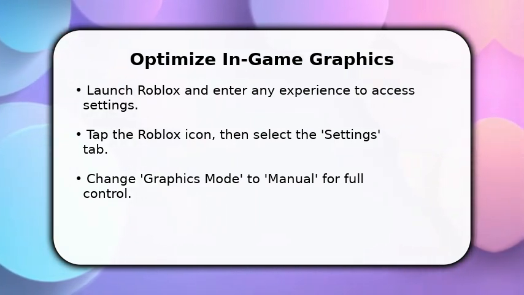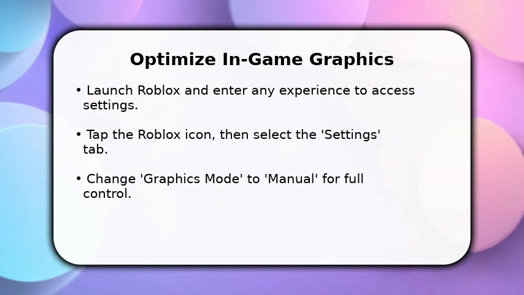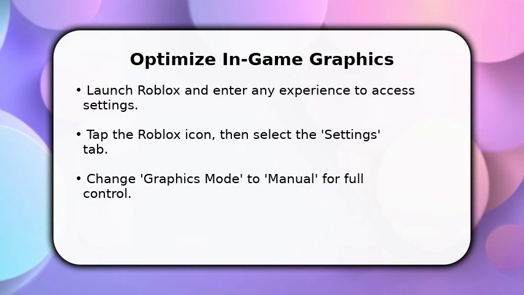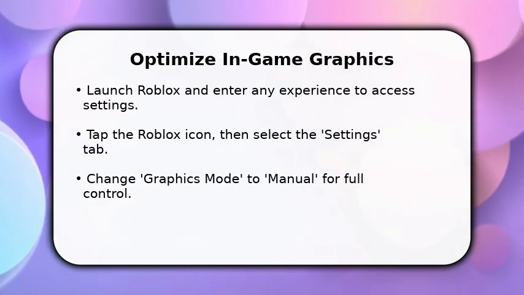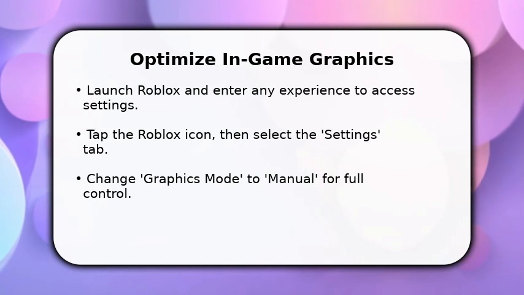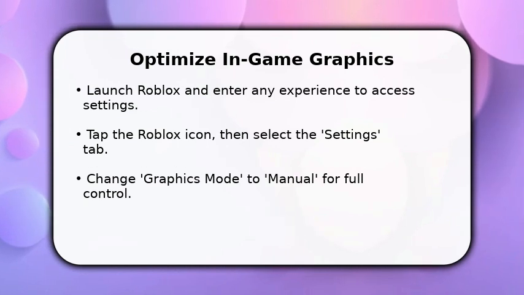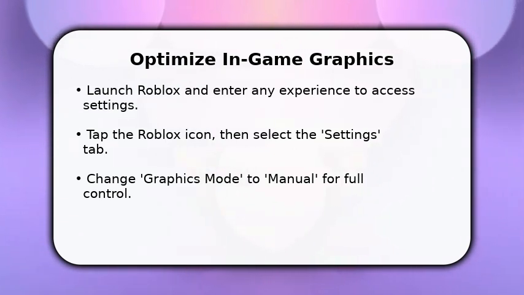Once you're in any Roblox experience, tap the Roblox icon, usually found in the top left corner. From there, navigate to the Settings tab. You'll want to change your graphics mode to manual to gain full control. Then, simply slide the graphics quality bar towards the right, aiming for a setting between 8 and 10, for the best visuals your device can handle.